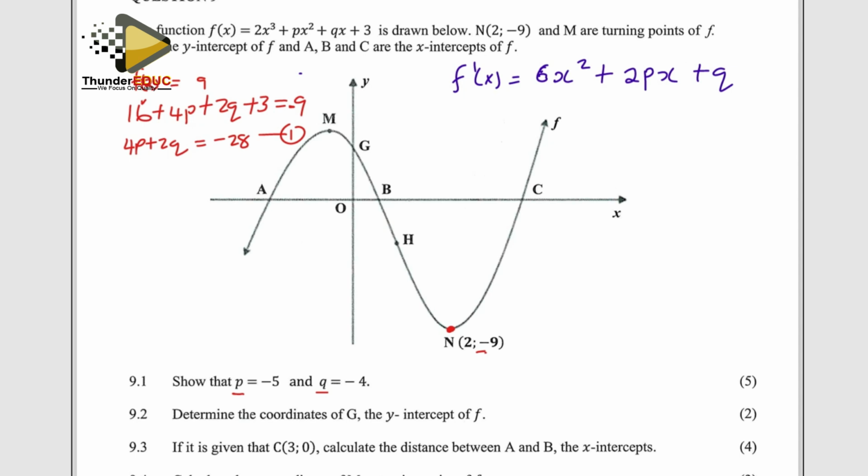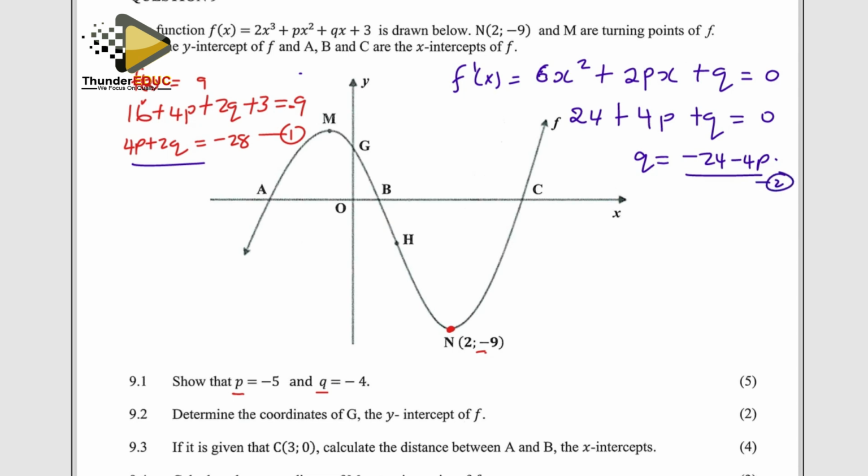Okay, then I must equate this to 0 because I know that this is the gradient function. Now if my x is 2, that's going to be 6 times 2 squared, which is 24. Plus 2 by 2, 4p plus q must give us 0. I can make q the subject, which is going to be negative 24 minus 4p. So I need to solve this and this simultaneously.